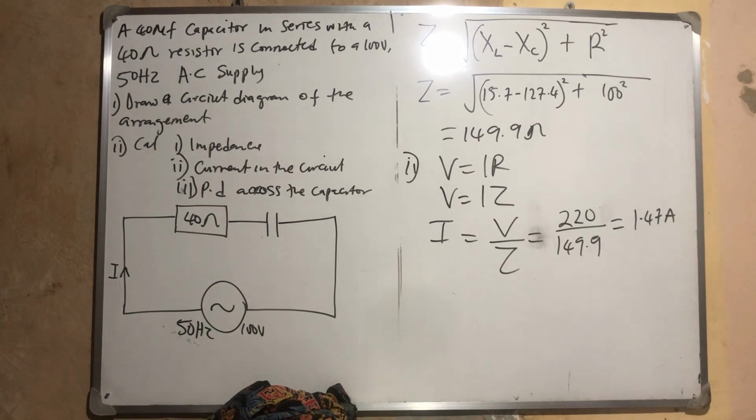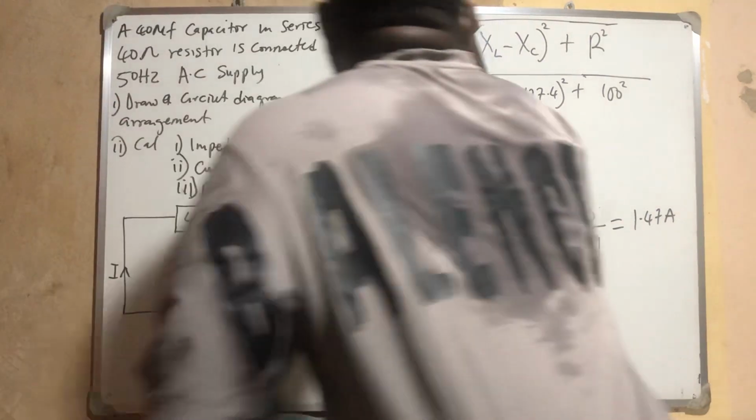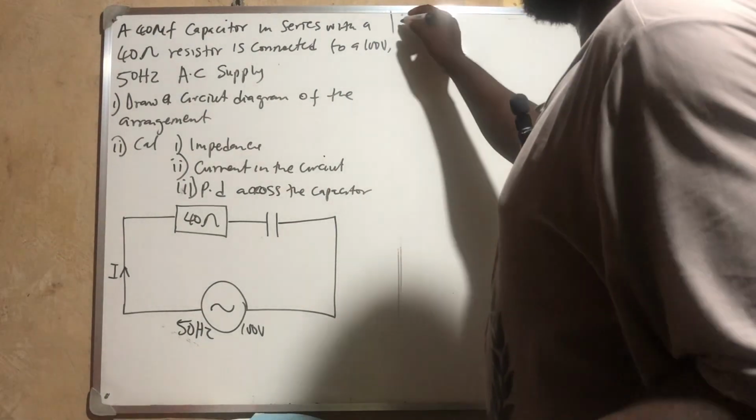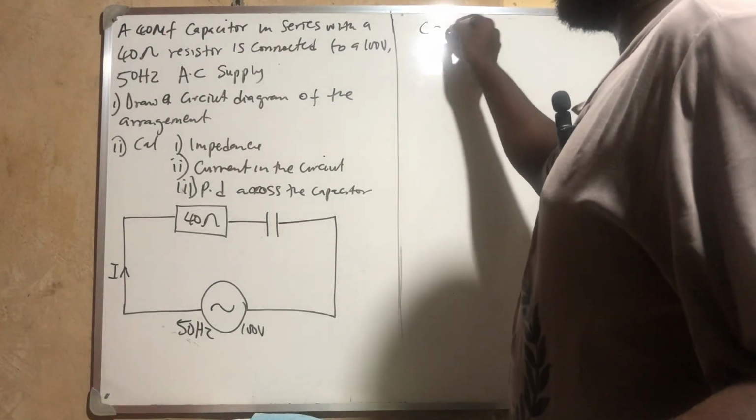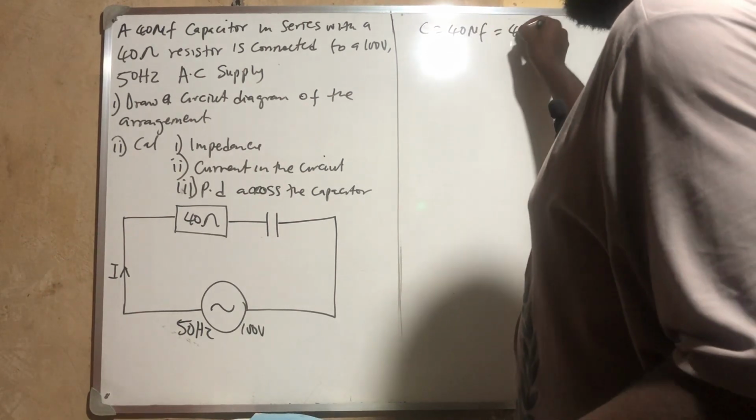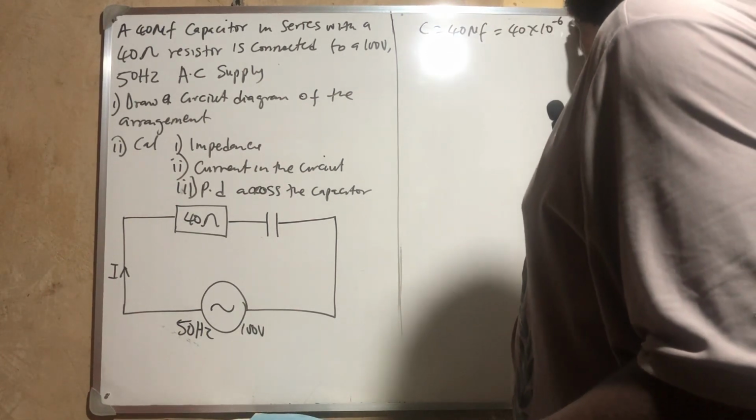So the next thing they say we should calculate is the impedance. Calculating the impedance is not a problem. You should tell them that they gave us C as 40 farad, which is 40 times 10 raised to power minus 6 farad.